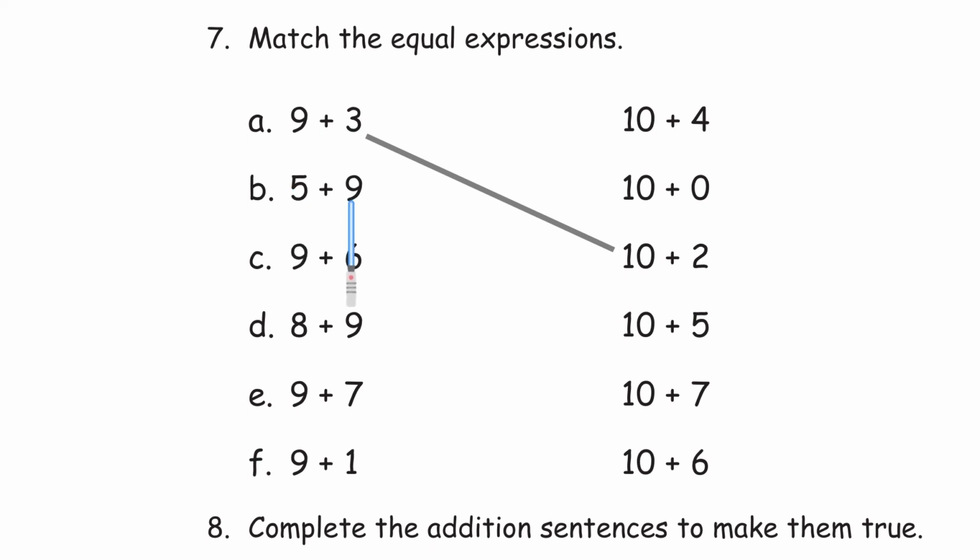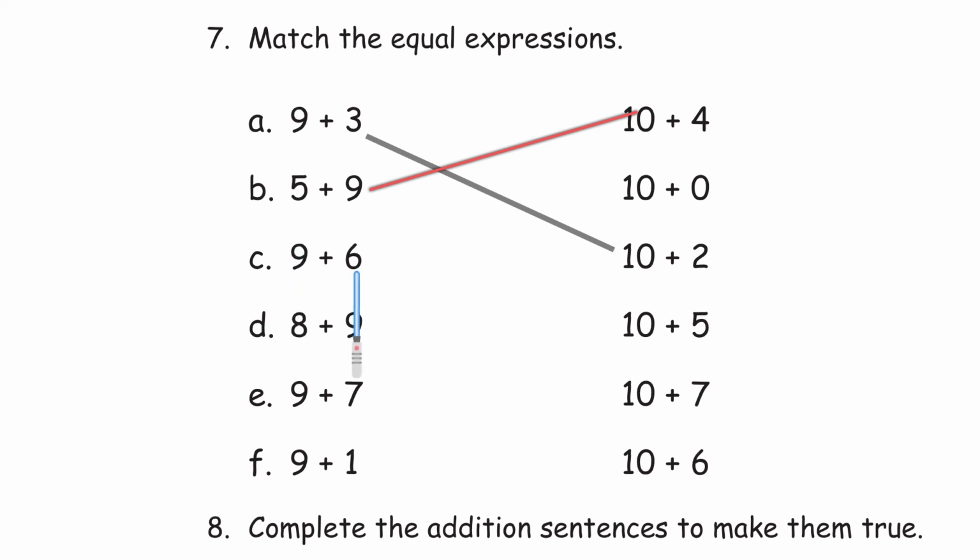So 5 plus 9. To make 10 out of my 9, I need 1 more. So I'm going to take 1 out of my 5. And if I take 1 out of my 5, how many do I have left? 4. So I go over here and there it is, 10 plus 4. So let's draw a line over to there, 10 plus 4. And let me use red so we can see it a little bit better. All right, 10 plus 4. Let's take a look at C now.